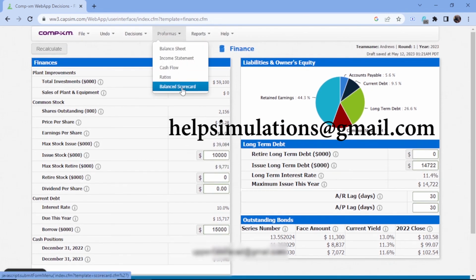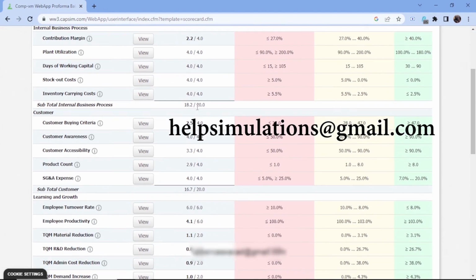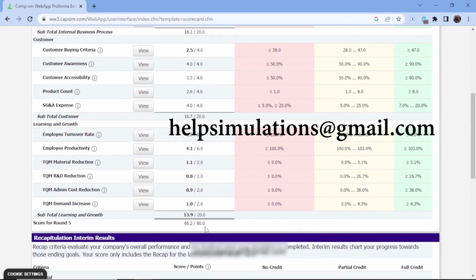So let me look at my balance scorecard to see if I've improved on my projected balance scorecard. You see that I don't have profit because I'm using more of my money in developing my company. So my projected balance scorecard is 66.2, and I believe I'll be improving as the rounds go by.